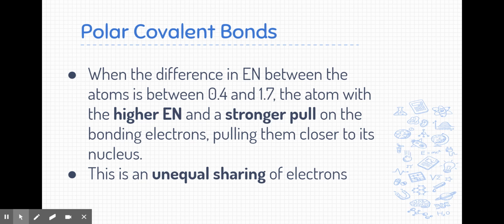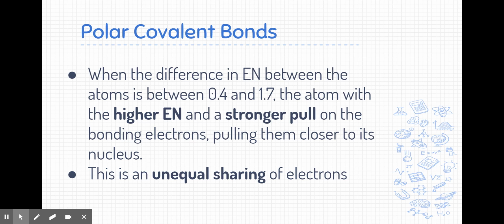So if we have a slightly larger difference in electronegativity, and specifically when that difference is somewhere in between 0.4 and 1.7, then one element has a stronger pull on the electrons. It pulls them closer to its nucleus. However, the other element still has a fairly strong pull, and that means that we're still going to get sharing of electrons. However, it's unequal sharing.